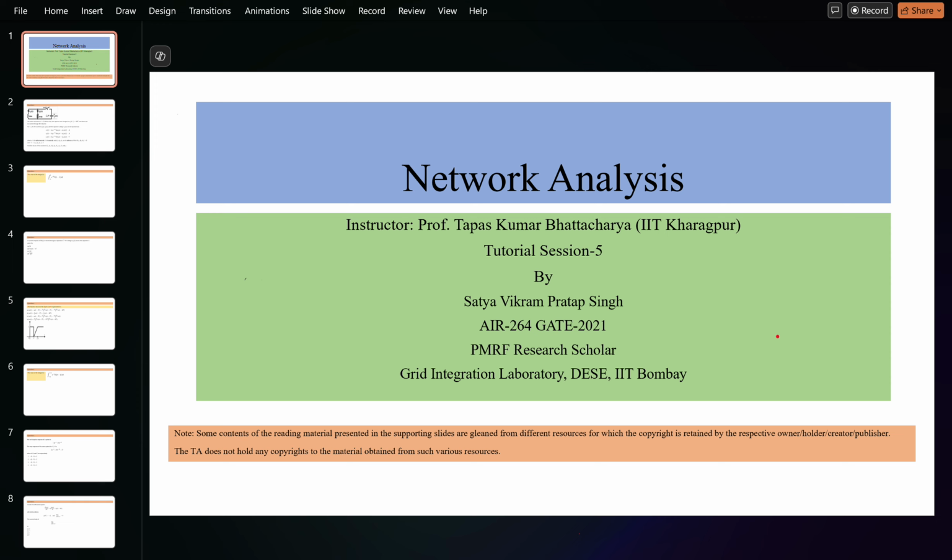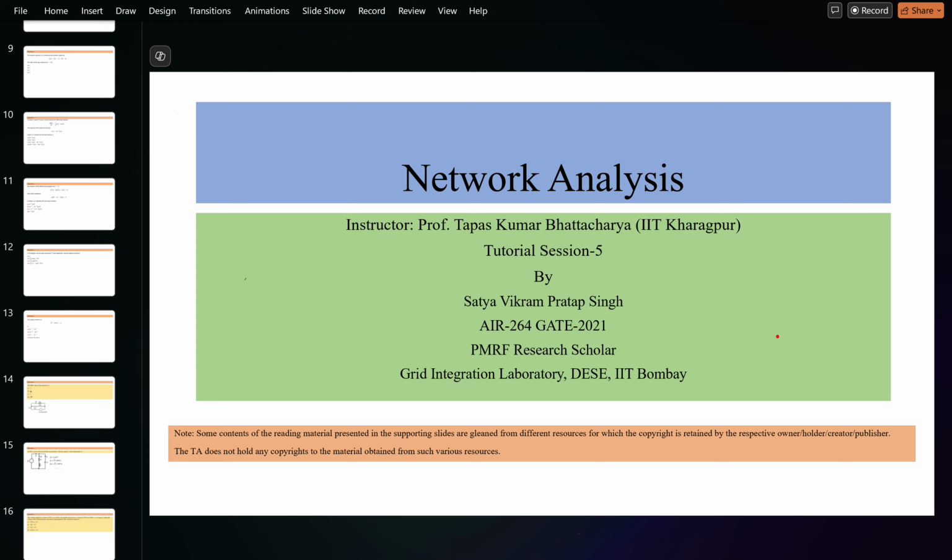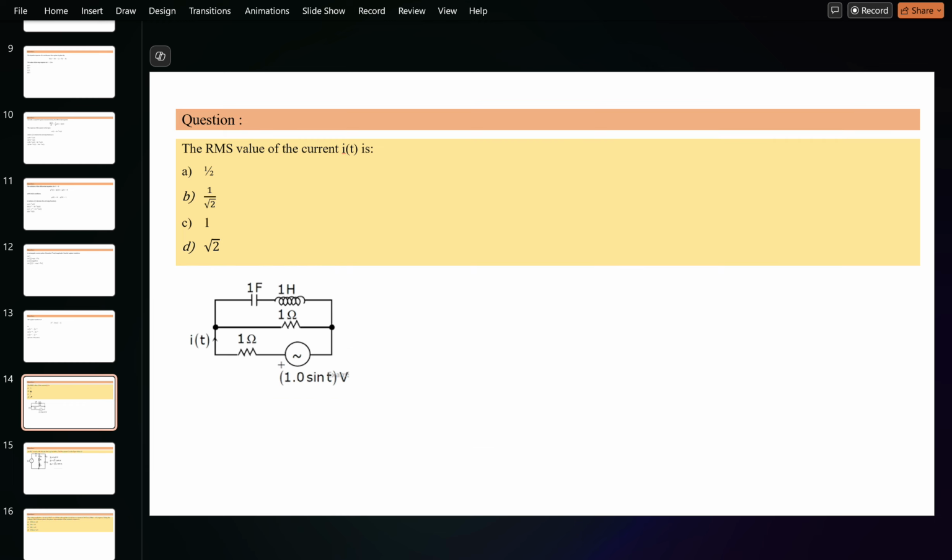Okay. So before moving forward, in the last tutorial session there were a few problems which were left. First, we will solve those. After that, we will jump to tutorial 5, which will help to solve assignment 5. So I am putting forward the first question. Please try to solve it and let me know if you face any difficulty. You have to find the RMS value of the current IT.